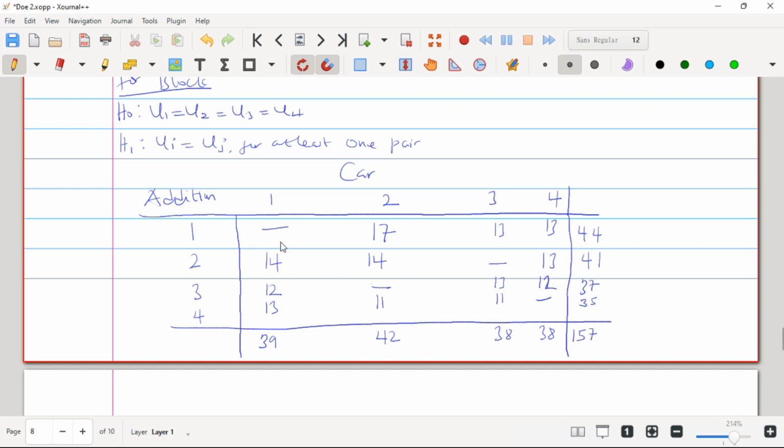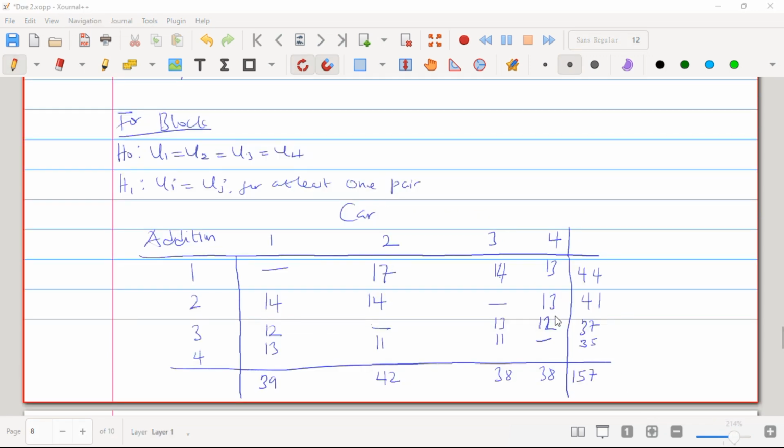Then you just add the same thing here. Once you add the blocks, this is what you get for the adding of the blocks. Sorry, here was supposed to be 14, but I wrote 13. So here is supposed to be 14. Once you add this one, this is what you are going to get.